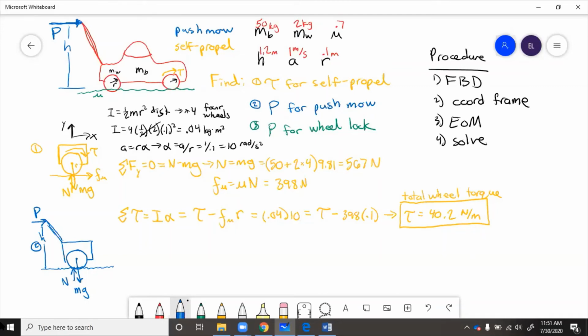And then again, the friction has to oppose the rotation of this wheel. So the wheel is trying to rotate like that, so the friction's going to go against it. We'll have F mu. Because of the rotation, this looks pretty much the same as the one up above, except instead of wheel torque, we've got the person pushing. So the equation for the y is going to be exactly the same. Sum of the forces on the y equals 0. So then we get normal force equals 567 newtons, friction force equals 398 newtons.